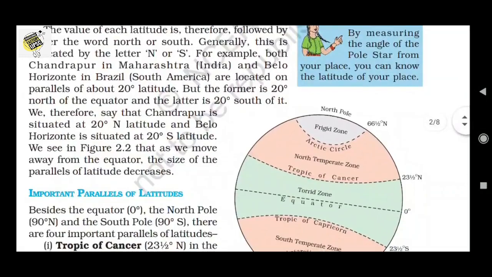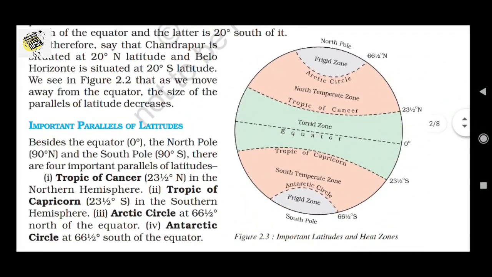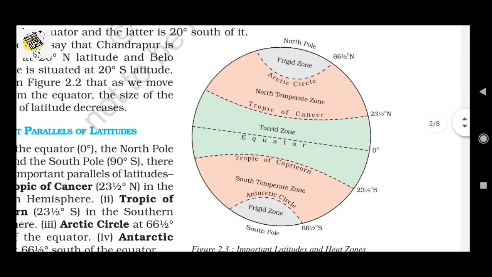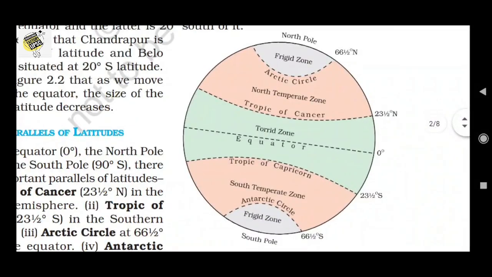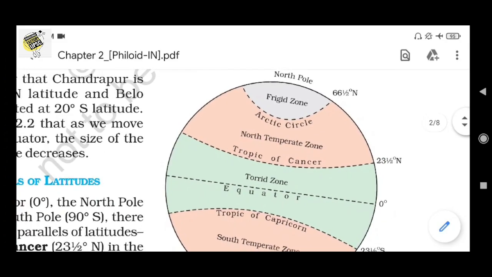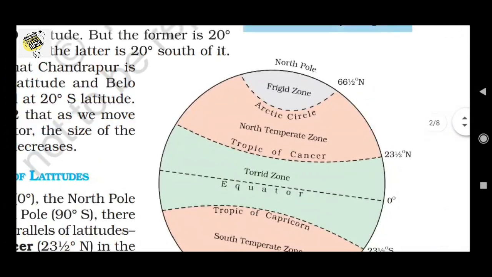Then the important parallels of latitudes. This is a very important topic, and several questions in UPSC and other PSC exams are related to these degrees. So clearly focus on this picture. On this picture we can find an imaginary line drawn across the circle, and this is known as the equator, which is 0 degree, and just above the 0 degree there is 23.5 degrees north, which is the Tropic of Cancer, and above that there is 66.5 degrees north, that is the Arctic Circle, and above there is the North Pole. As I said earlier, the North Pole is 90 degrees north.